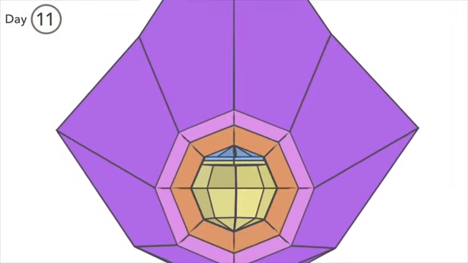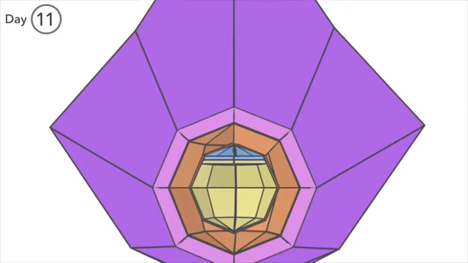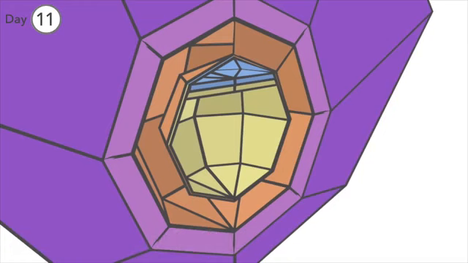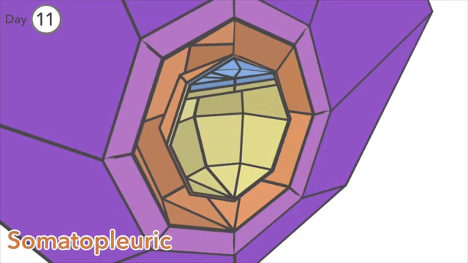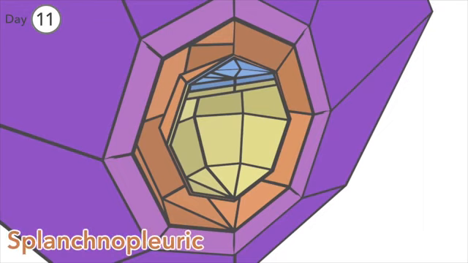Day 11. On the inner surface of the cytotrophoblast, tissue known as extraembryonic mesoderm has developed, in orange here. This eventually develops cavities which form the extraembryonic coelom. Coelom is sort of another word for cavity. The result is extraembryonic mesoderm adhering to cytotrophoblast and amniotic sac, where it is known as somatopleuric mesoderm, and to the yolk sac, where it is known as splanchnopleuric.